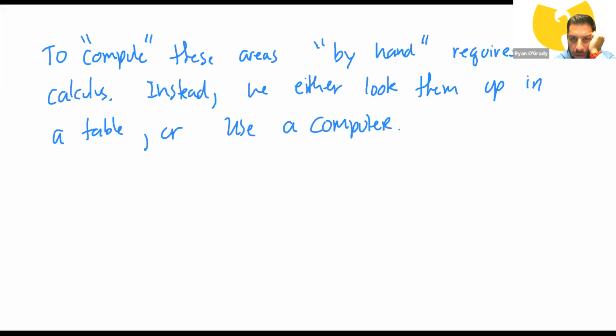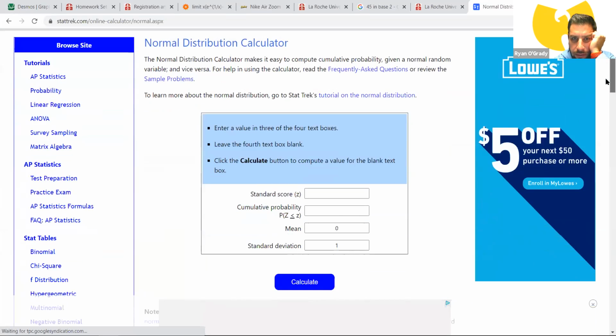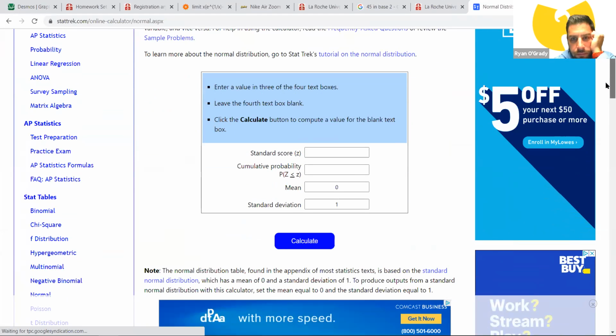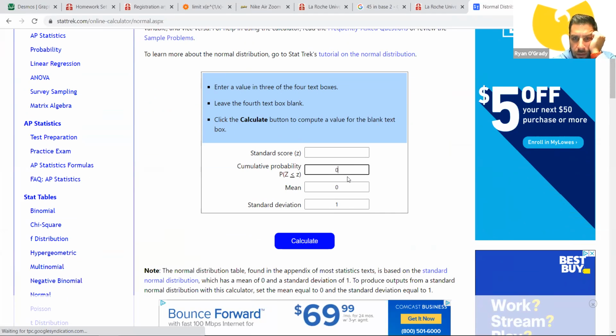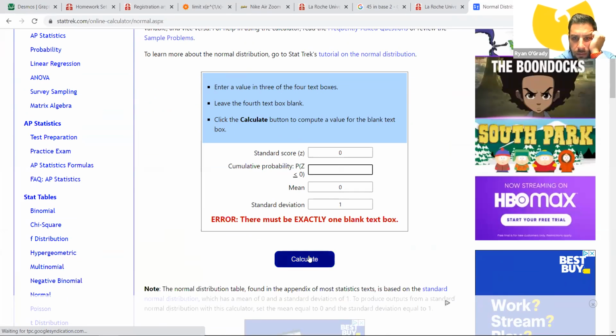So for example, I literally Googled "normal distribution calculator," and this is the first hit I have. If I want to compute these probabilities, the computer will do it for me. For example, if I want to know certain probabilities, I just plug them in, and it's going to spit out an answer for me.